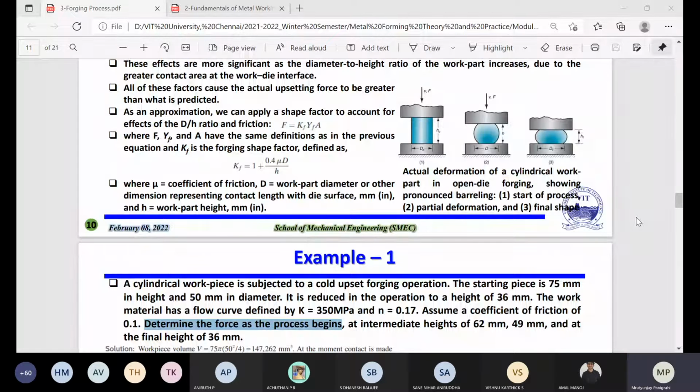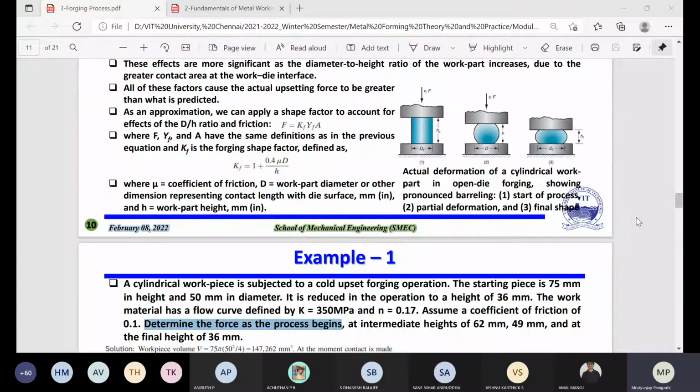So other students, are you getting epsilon equal to 0.1904? Yes, sir. Then flow stress, how much? YF equal to 263.9 megapascal. Yes, sir. Now that is clear. So now you have to find out F.